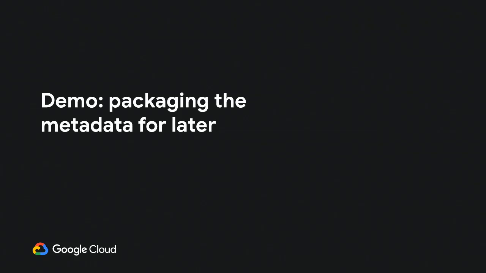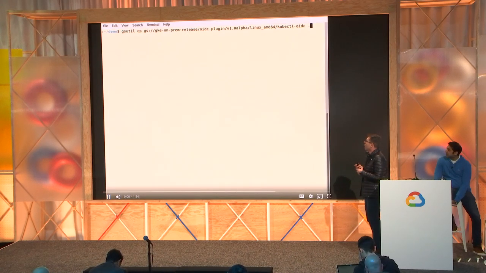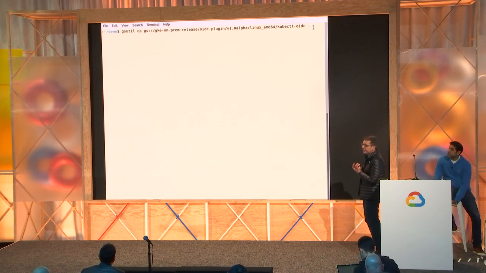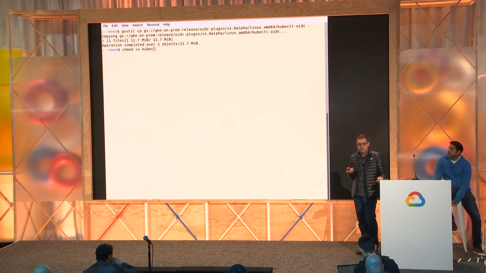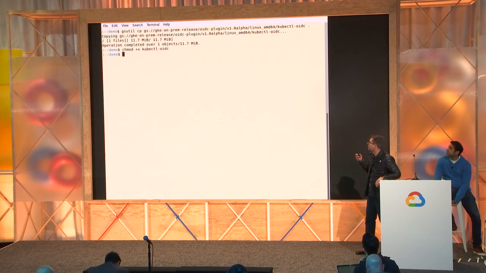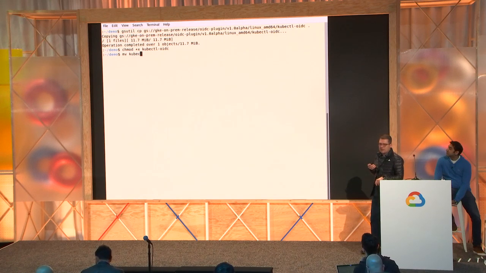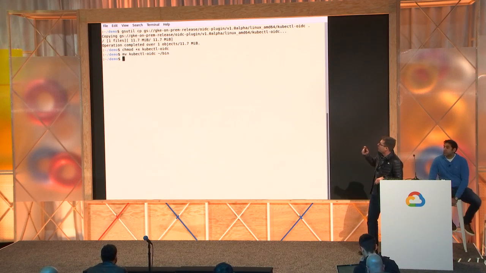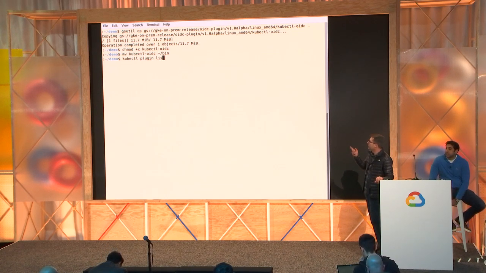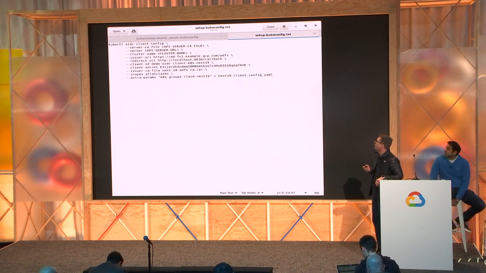So let's see how we can package all this metadata. We have created a plugin to facilitate users to sign in. Today, to get access to it, you need to sign in for the GKE on-prem offering, but in the future, we plan to make it more widely available. Once you download this plugin, you make it executable. And if you move it to a location in your path, it will be available for kubectl.